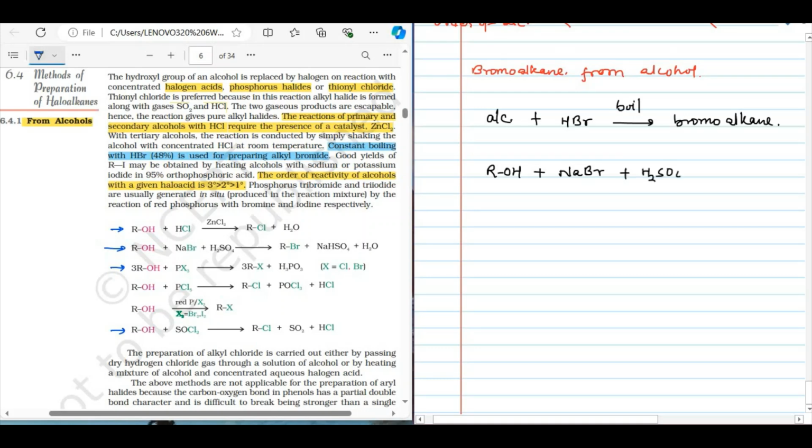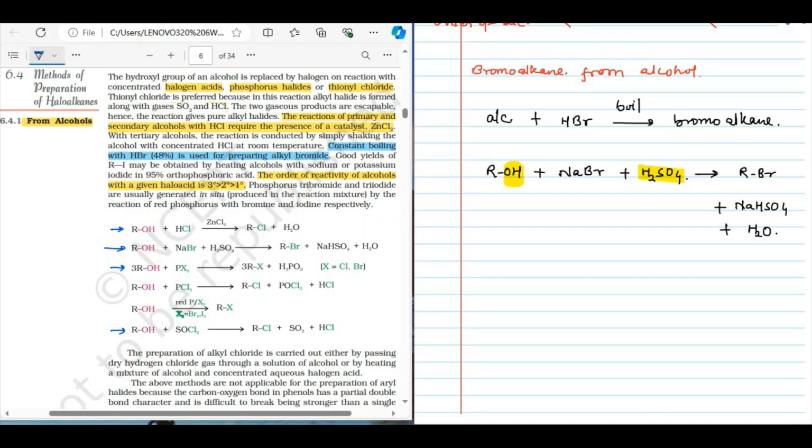Strong acid is H2SO4. The role of H2SO4 is to remove this OH. So as a result of it, you will get RBr. Byproduct will be NaHSO4 and H2O. So what is the role of H2SO4? The role of H2SO4 is to remove this OH easily. That we are going to discuss when we discuss the alcohol chapter.